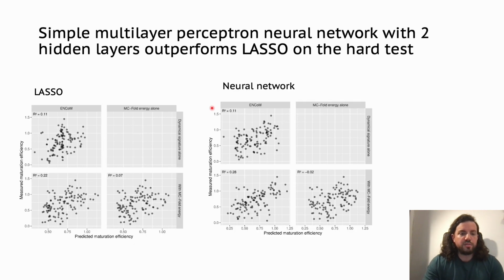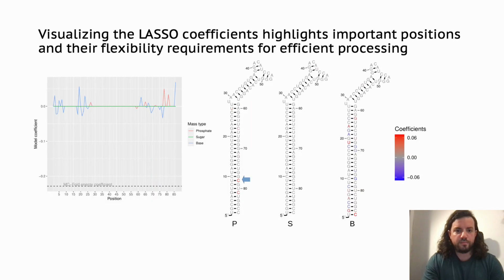And if we use a simple neural network, just a multi-layer perceptron with 2 hidden layers, then it slightly outperforms the lasso model. So it gets up to close to 0.3 R squared on the hard benchmark. And we see that, for example, the enrichment of high values is better here.